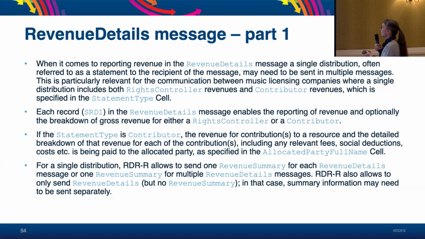And then when you have statement type contributor, you will have to list revenue that is very specific to an allocated party. And then you have to complete all of the data relating to that allocated party. And you've got allocated party full name, allocated party identifier. You have various fields that just identify that allocated party. Obviously, these are fields that you would leave blank if you were to send statement type rights controller for a message to record companies.